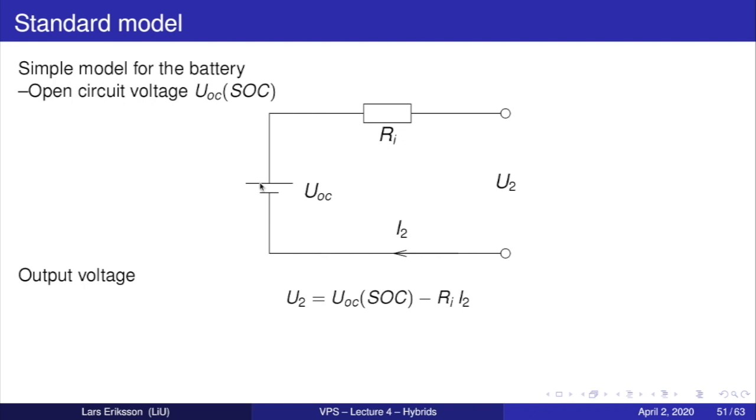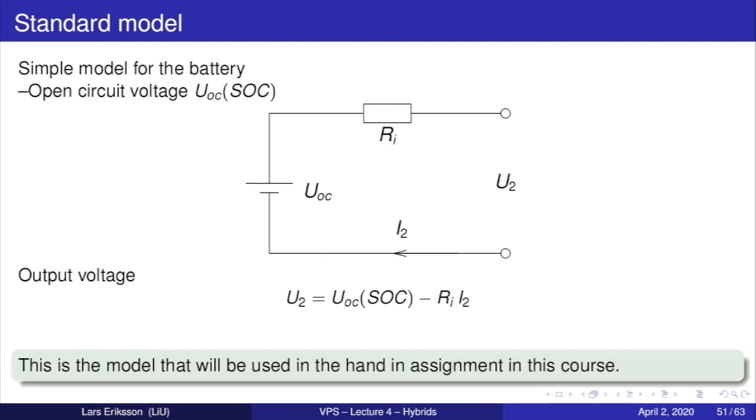We will stick to this simple model where we will have a voltage source and there is an internal resistance inside the battery, and the terminal voltage depends on the open circuit voltage. This open circuit voltage comes from that it's the voltage that we can measure here if we're not taking out any current. If we're taking out a little bit of current, this will start to reduce the voltage that we see at the terminals. So this is the basic model that you will use in the hand-in assignment.